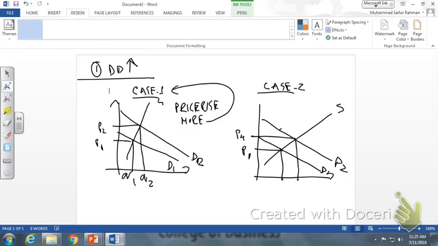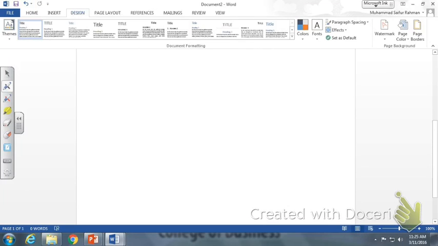The next one is a situation where supply is now changing.